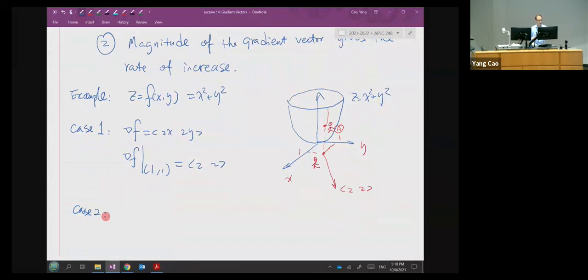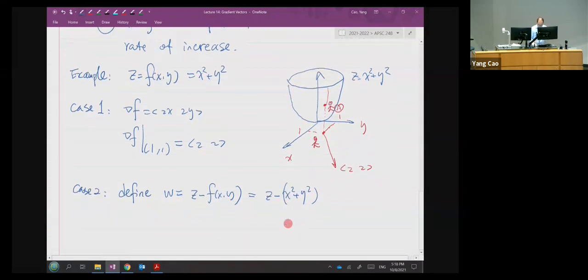So second case, I will change my perspective a little bit. I'm going to define a new function, call it w equal to z minus f of x, y. Because I have f of x, y, it's z minus x squared plus y squared. Good? Okay, keep your head clear: once I define my w here, make sure you know that w is not the same as your original z anymore. This is a function of three variables. Can you sketch w? No, you can't.